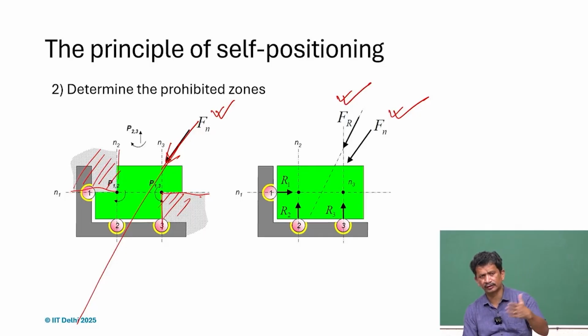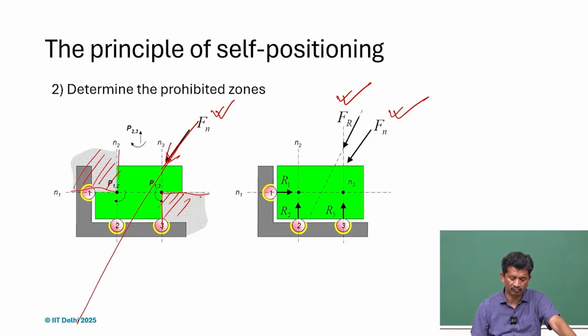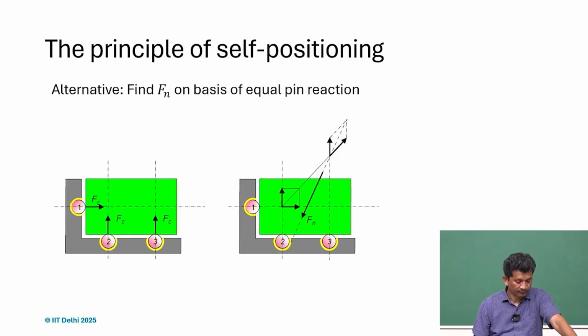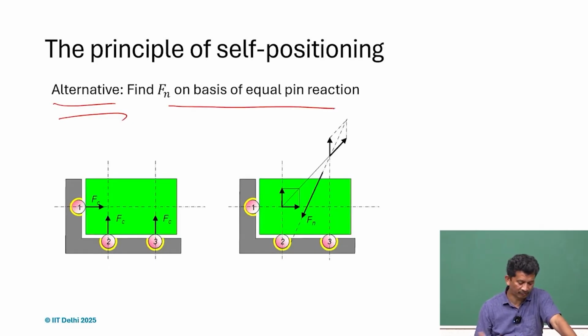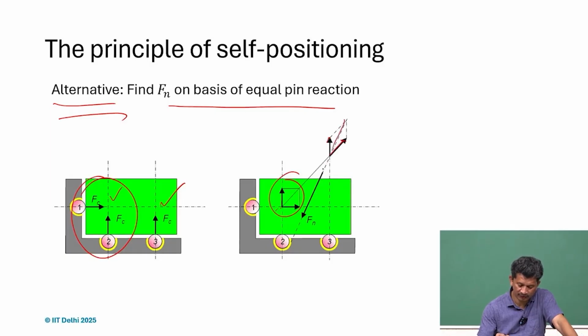We can also make certain assumptions that all the reaction forces should be same and equal, then also we can do this, because it's only a three-force member and we should be able to find it. So, that is the alternative, find Fn on the basis of equal pin reaction. So, this is Fc all same. If we combine these two, this is what we get, right? And then if we extend these two forces, what we realize is this will be my actual nesting force requirement.